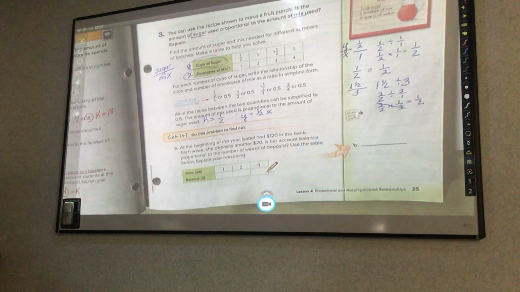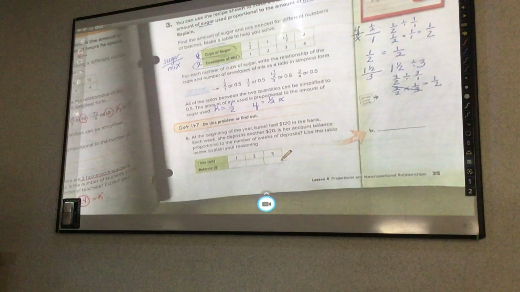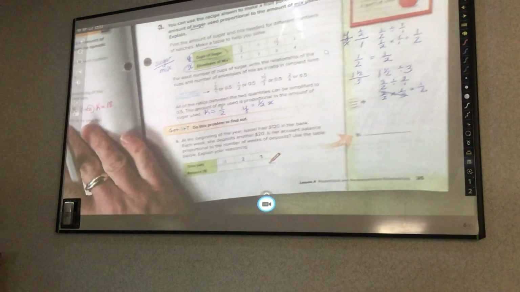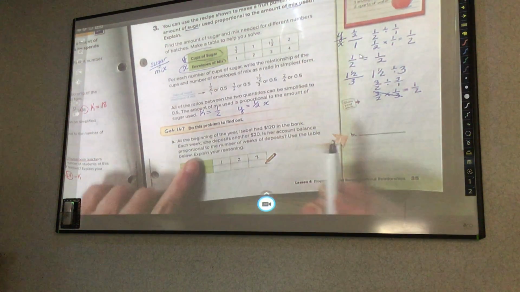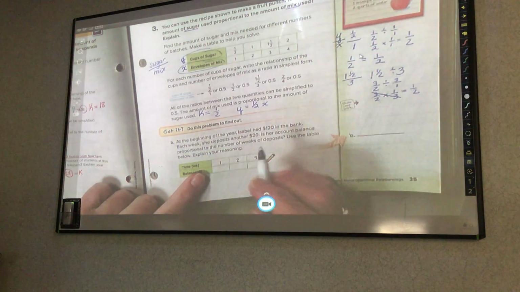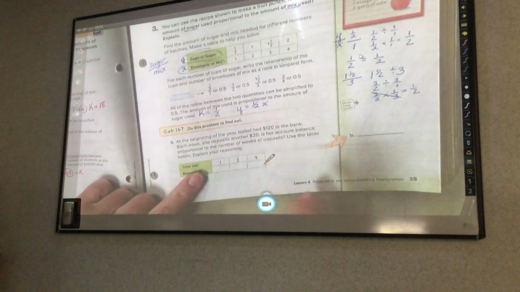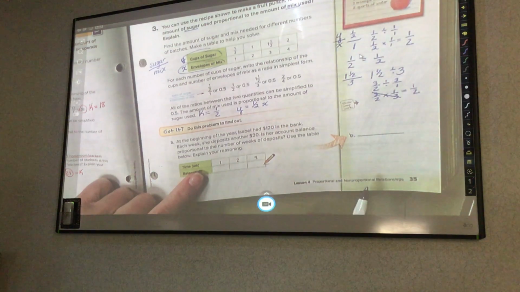At the beginning of the year, Isabel had $120 in the bank. Each week, she deposits another $20. Is her account balance proportional to the number of weeks of deposits? Use the table below to explain your reasoning.